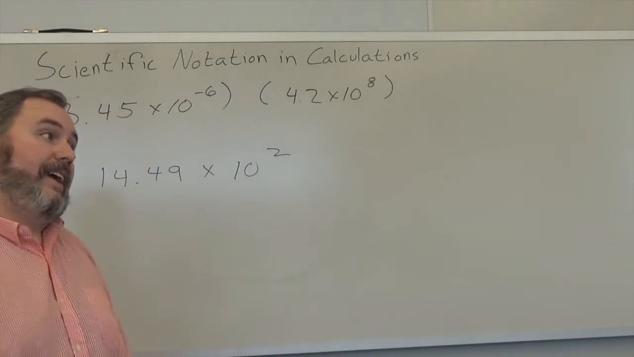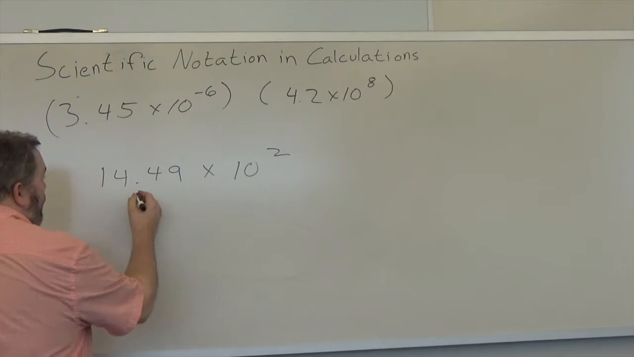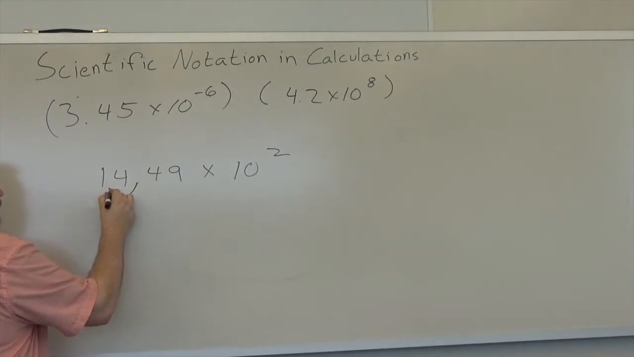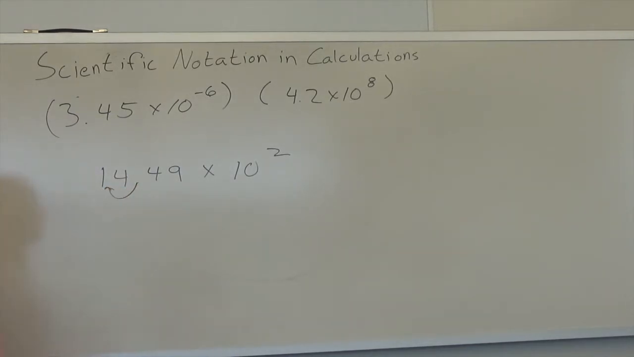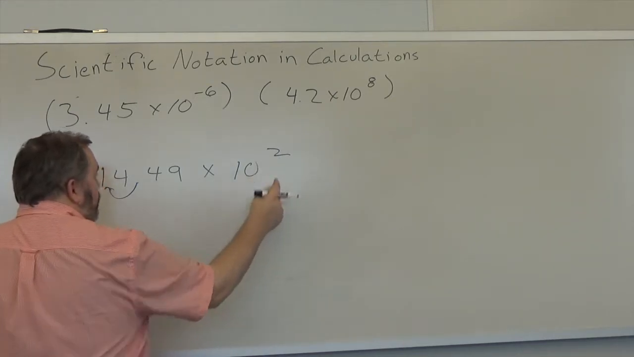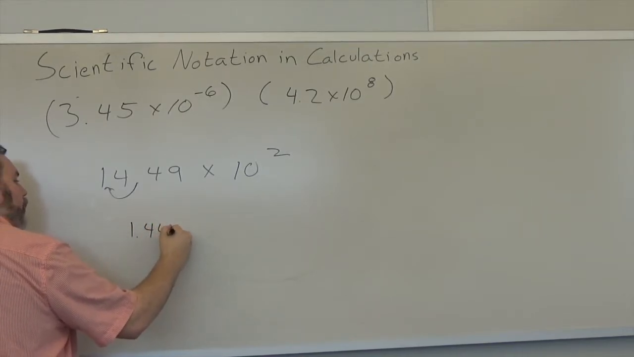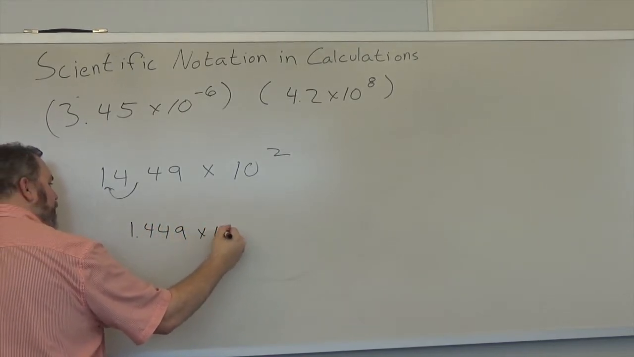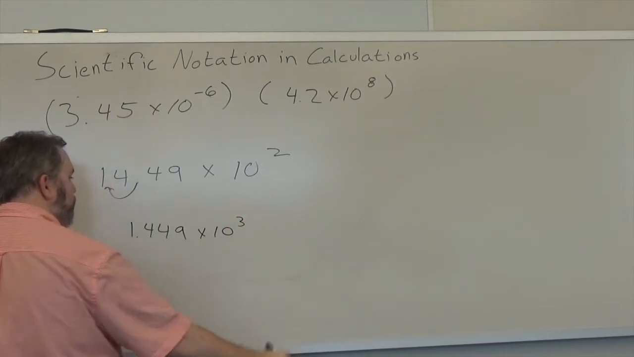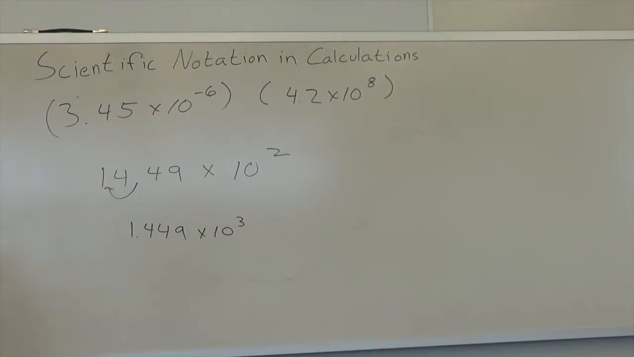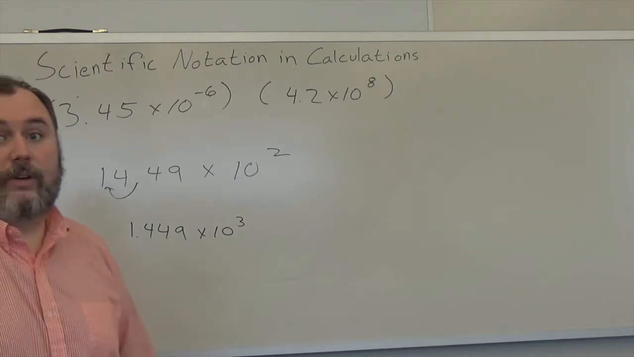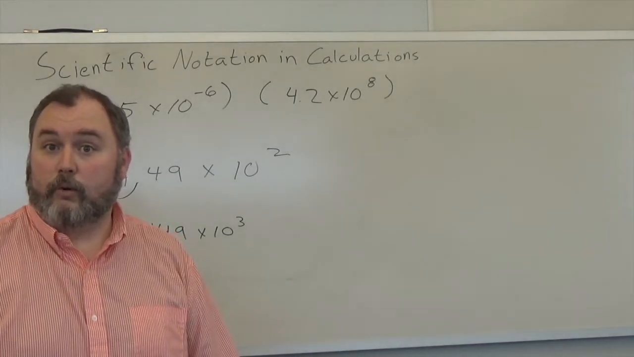So we need to move the decimal place one more time. In order to do that, we move it this direction. And because we've moved it that direction, this exponent is going to increase. So we get 1.449 times 10 to the third. In the normal world, this would be it. However, because we're doing technical stuff, we always do the correct rounding.